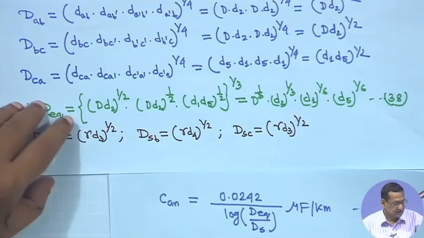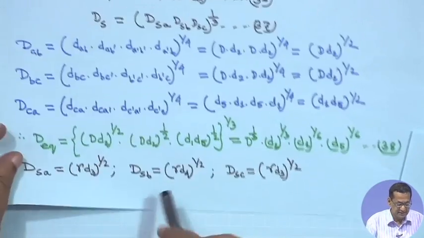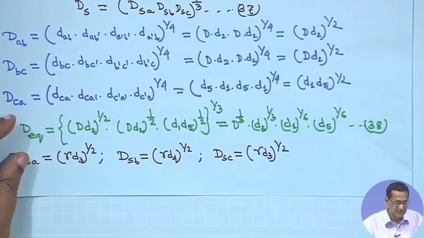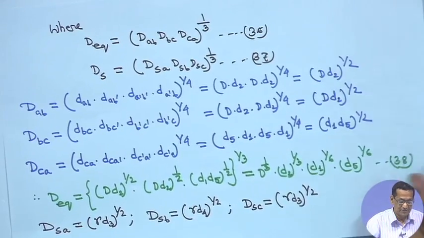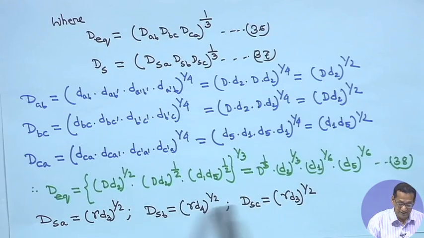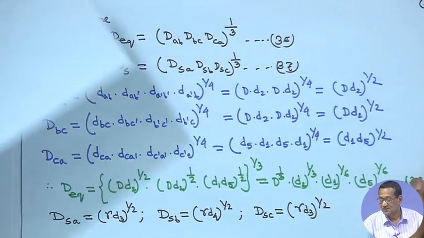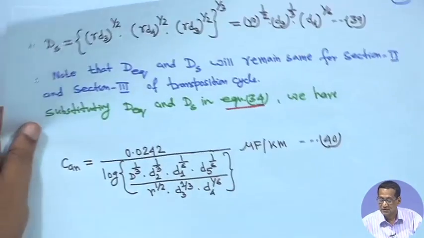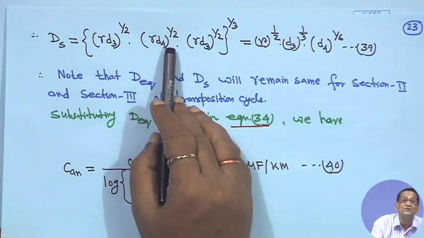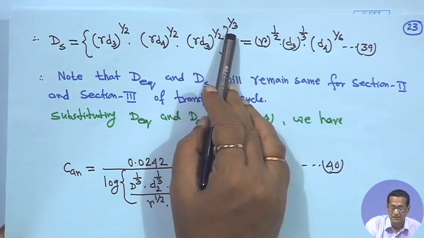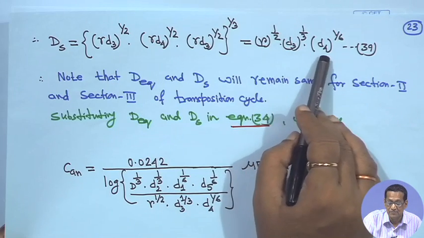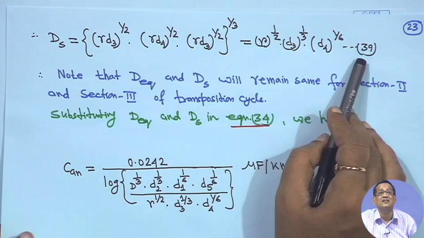So, next is, once you get DSA, DSB and DSC, all these things you have got, right, then DS will be DSA, DSB, DSC to the power 1/3. So, substitute all these 3 expressions, right. If you substitute, then DS is equal to R D3 to the power half into R D4 to the power half into R D3 to the power 1/3. So, it is coming actually R to the power half, then D3 to the power 1/3, D4 to the power 1 by 6. This is equation 39, right.